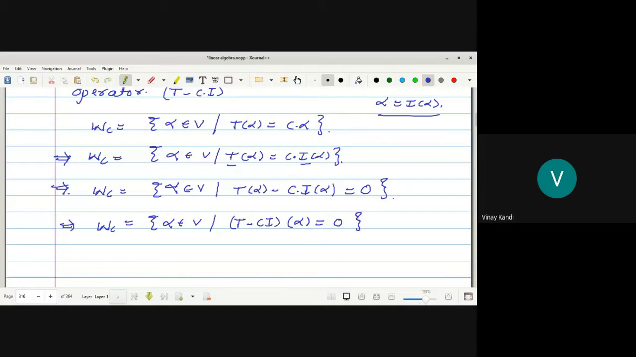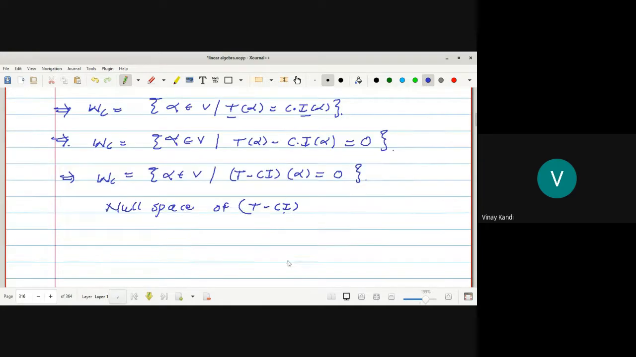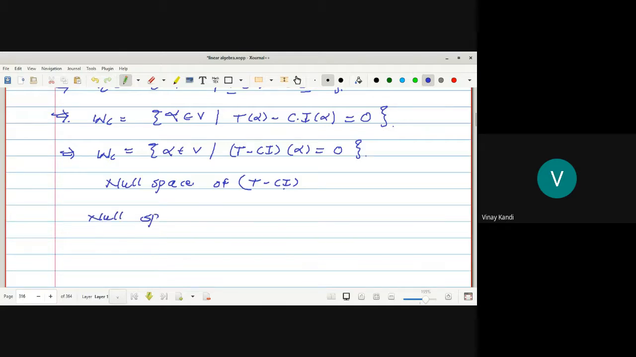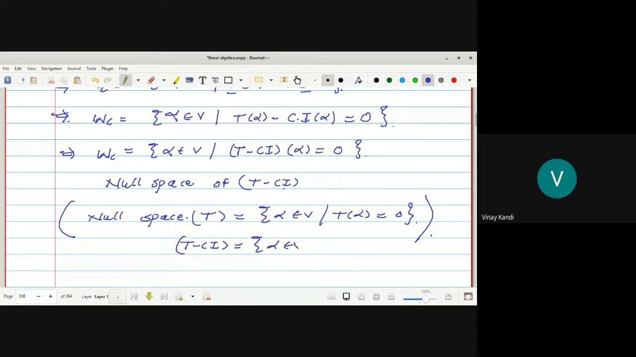Okay. What is WC? That is null space of T minus CI. What is null space of T? By the definition, null space of T is alpha belongs to V such that T of alpha is equal to 0. Okay. What is null space of T minus CI? Alpha belongs to V such that instead of T, write down T minus CI, equal to 0. Okay, that is WC is nothing but null space of T minus CI. Okay, any doubt?